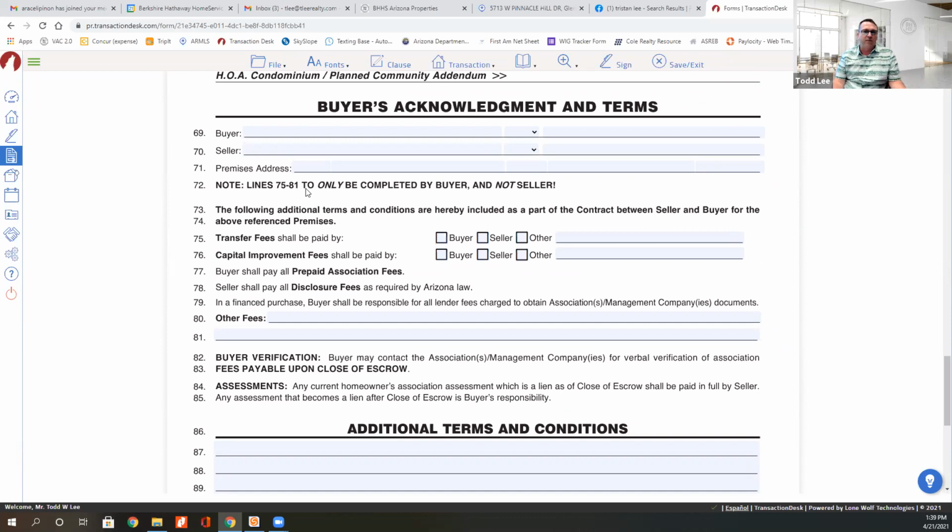Note lines 75 to 81 to only be completed by the buyer and not the seller. And especially right now, we're seeing sellers are filling this page out and just marking buyer. That clearly states they are not to be filled out by the seller. The buyer still has to have the opportunity to choose what they want to do.